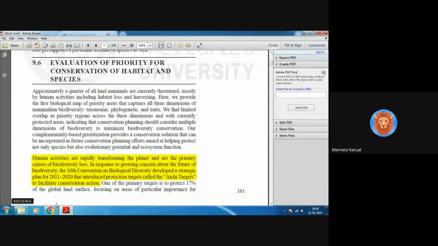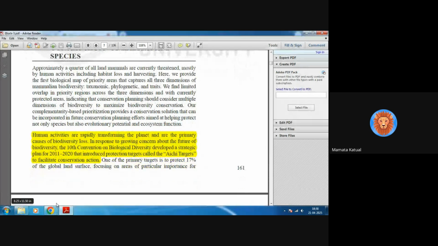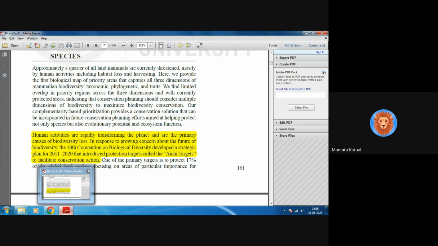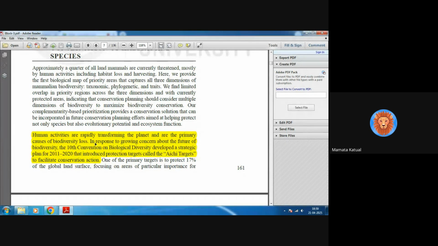So we have already discussed the human activities, that is the important factor, the largest factor which causes biodiversity loss. So in response to growing concern about future diversity, the 10th Convention on Biological Diversity developed a strategic plan for 2011 to 2020.